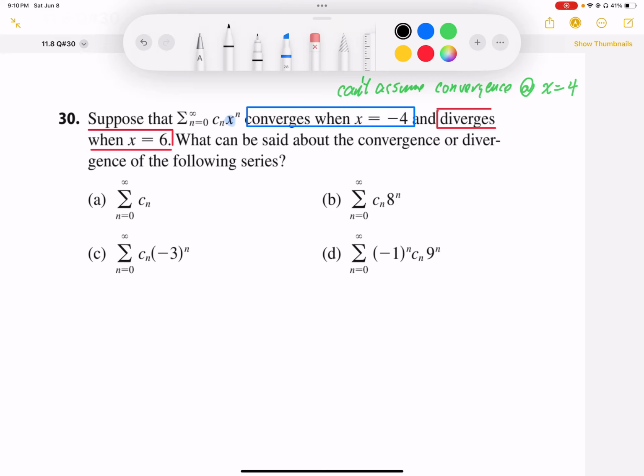In question 30, we've been given this series, Cn x to the power n, and it converges when x is equal to 4, but diverges when x is equal to 6. With this problem, we can't assume convergence at x equals 4, so we don't know where the convergence ends. We probably know it at 0, since it will be an alternating series up to 0. But at x equals 1, we don't know if it's going to be converging or diverging.